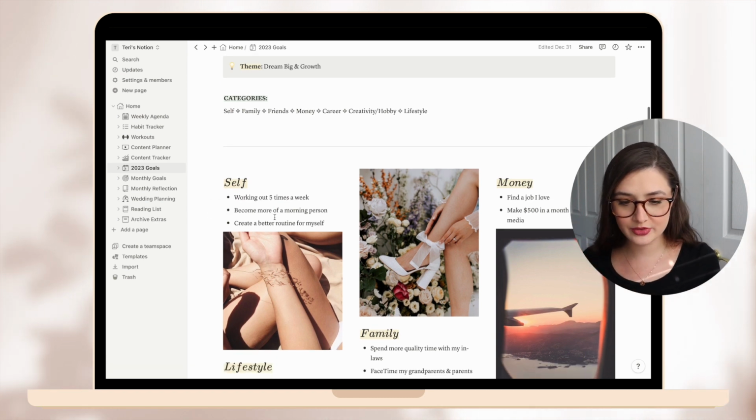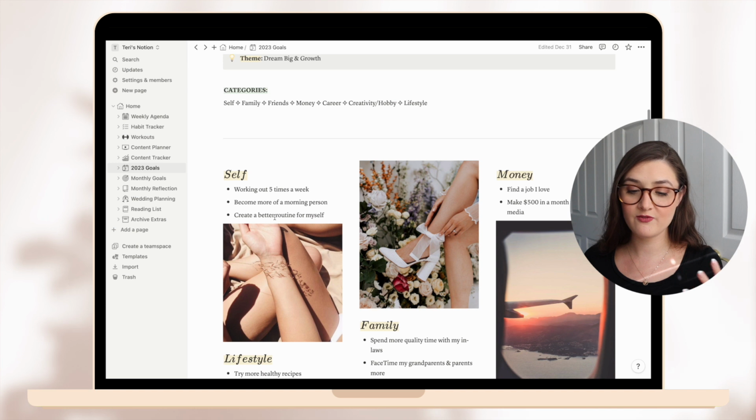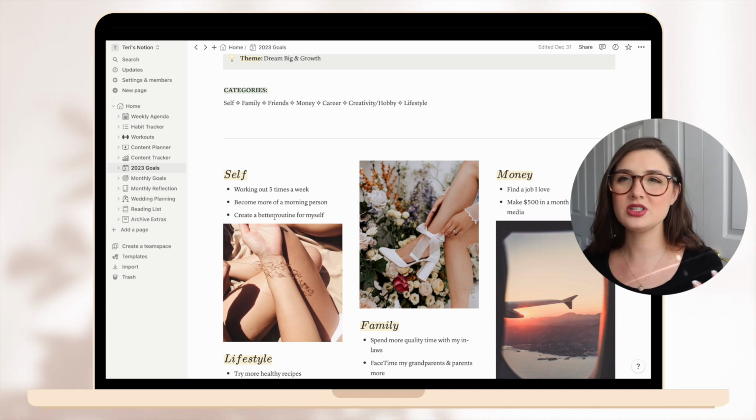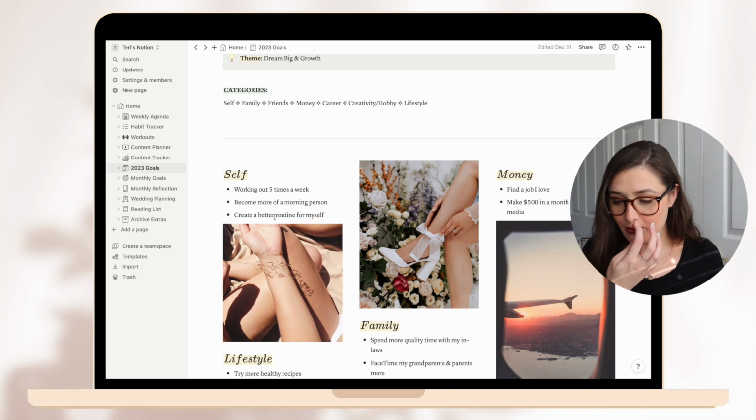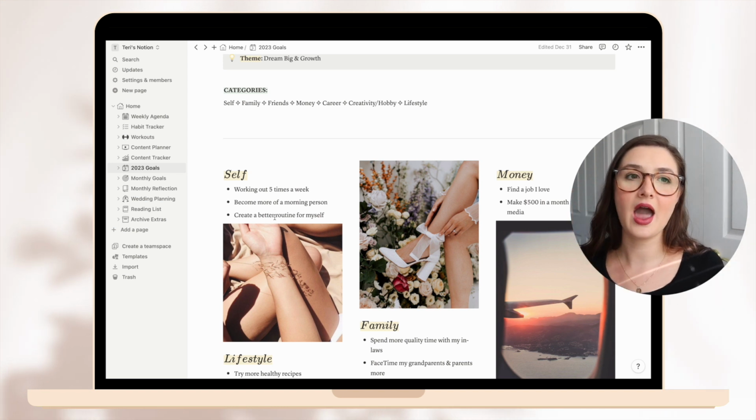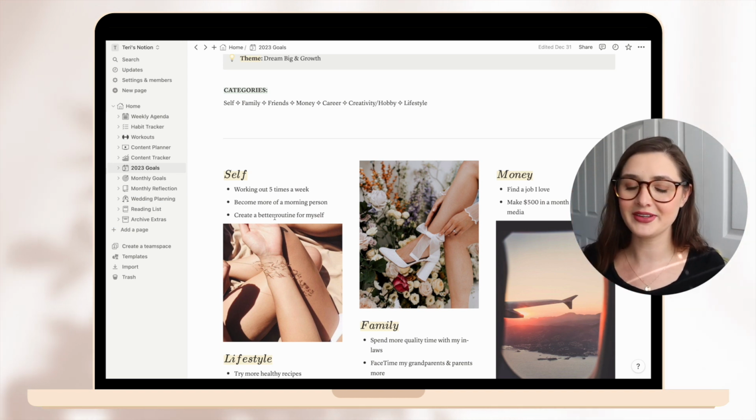Self goals for the year were working out 5 times a week. In general, just working out more, and I think I am really on track with this. I'm getting stronger, I'm lifting more slowly but surely, and I'm being consistent in my workouts. I'd say 5 or even 6 times a week I've been working out. I'm proud of myself. Become more of a morning person. I wouldn't say I am doing that. That's something to work on for the next quarter.